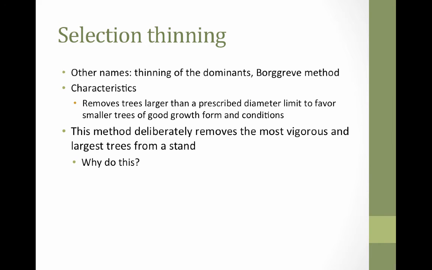So a selection thinning. Other names include thinning of the dominants, and characteristics include removing trees larger than a prescribed diameter limit to favor smaller trees of good growth, form, and condition. This method deliberately removes the most vigorous and largest trees from the stand. Why might you do this?